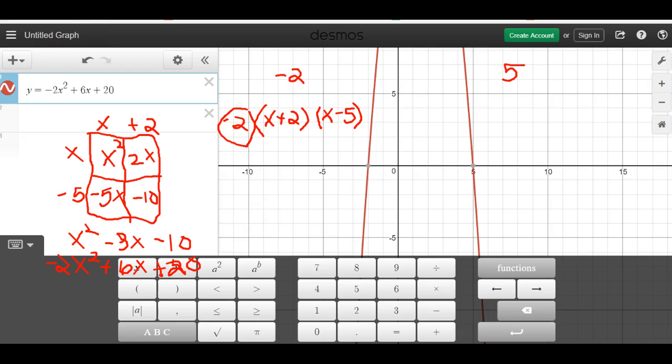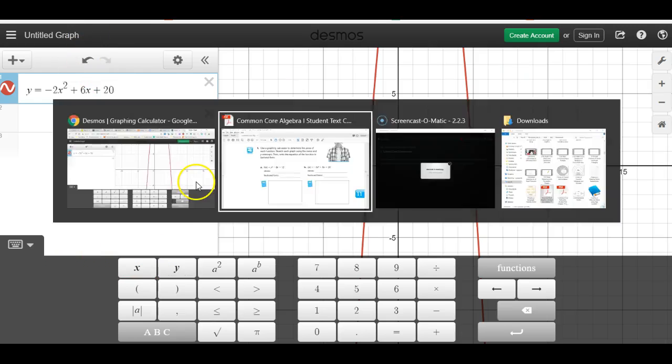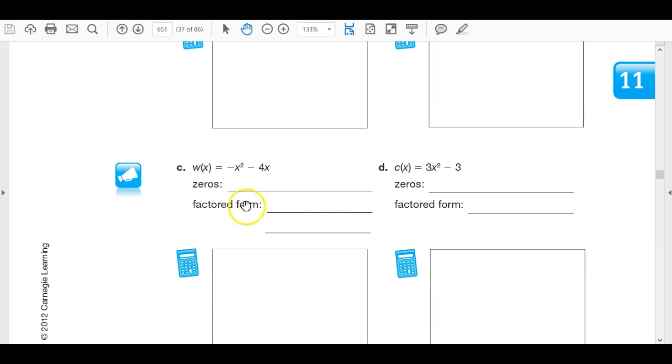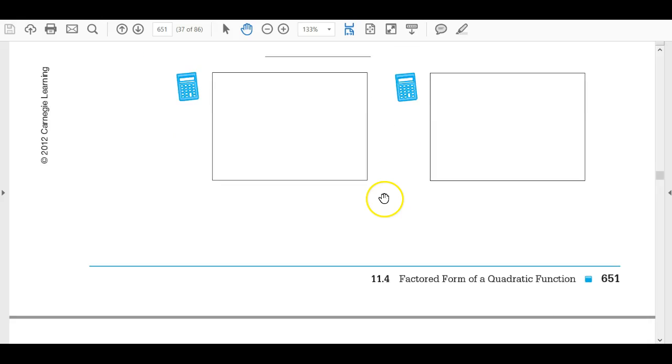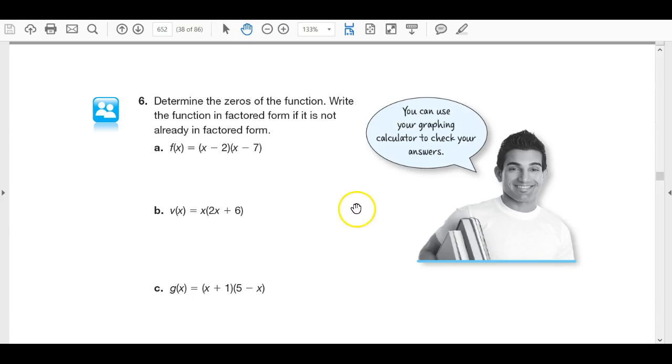And, oh, I better take the writing away. Let me go back here. I want you to work on these. These are just practice, and I'm going to have you do it. All right? Here it says, just looking at it, find the zeros, right?